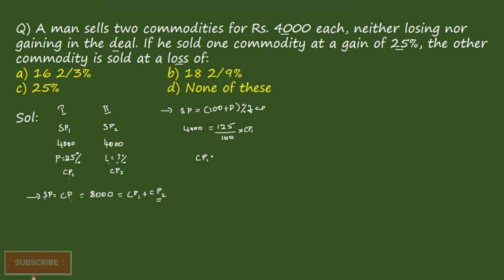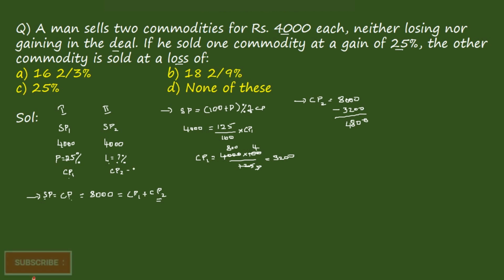Then cost price 1 is equal to nothing but 4,000 into 100 by 125. Right. 5 into 25, it goes by 4 into 1, it goes by 800. So which is equal to 3200. Right. So we got CP1. So we can find the CP2. Then CP2 is equal to nothing but 8,000 minus 3200.